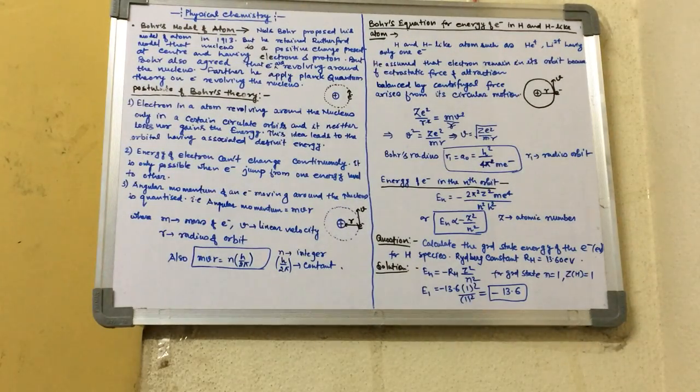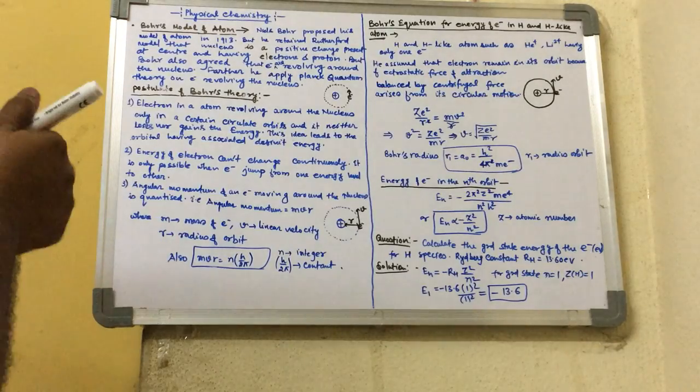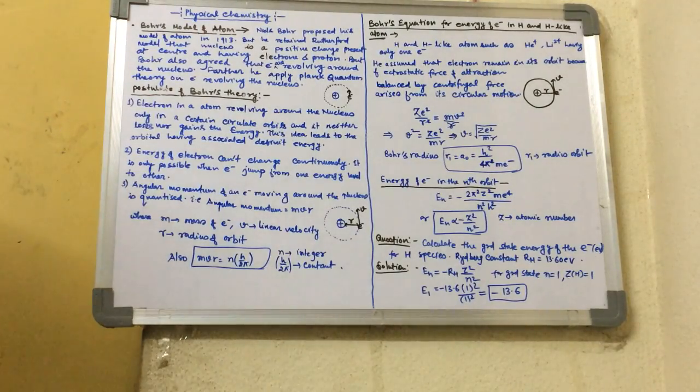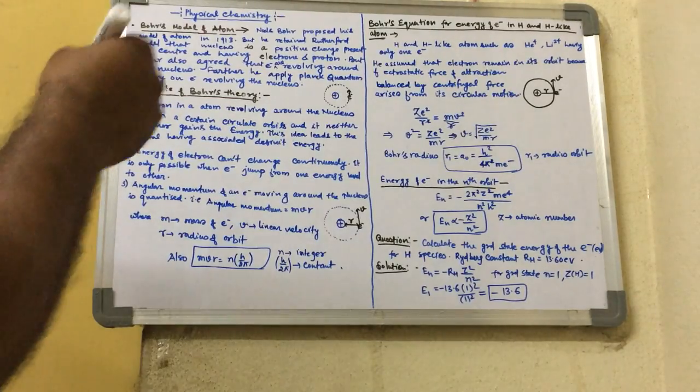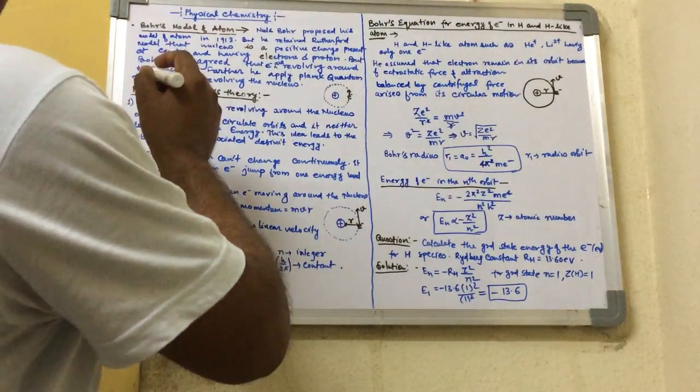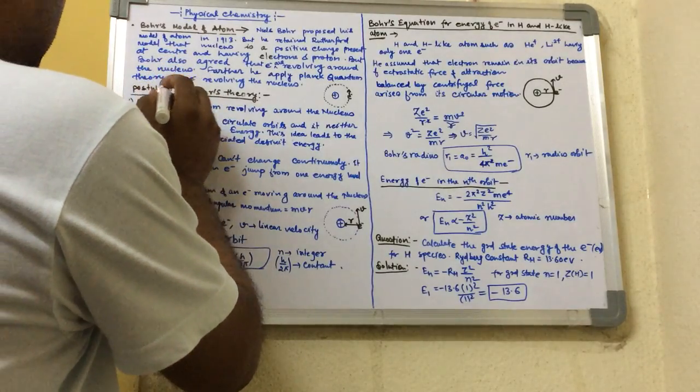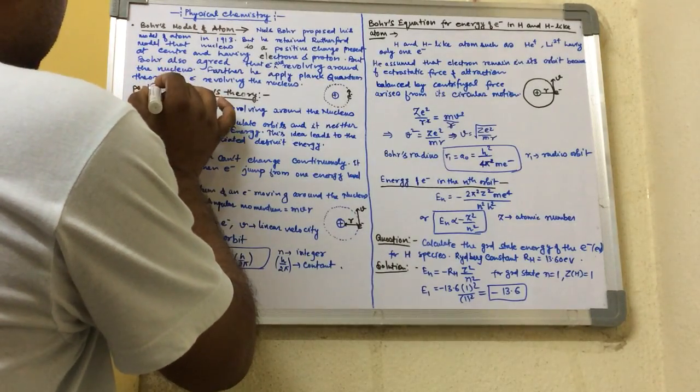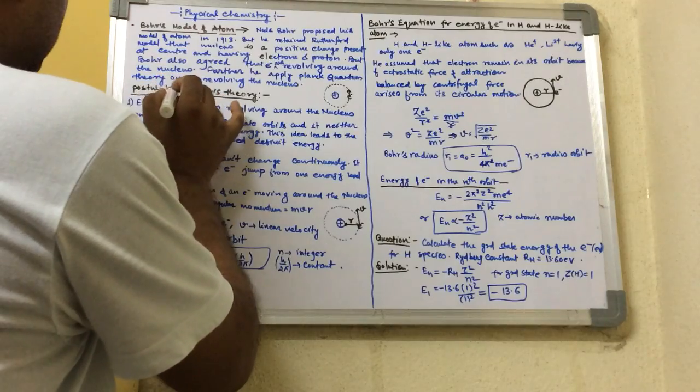So these are the basic things you people read in lower classes, but I am just reminding you. If you are reading physical chemistry, you should know the basic things of Bohr's model. Okay.